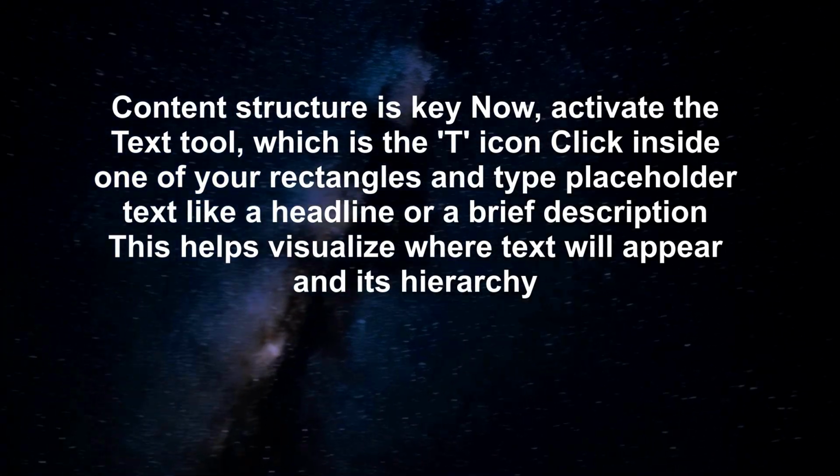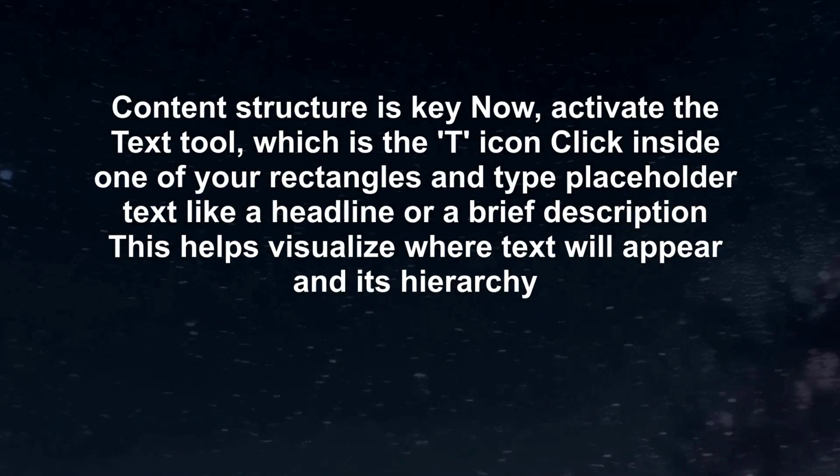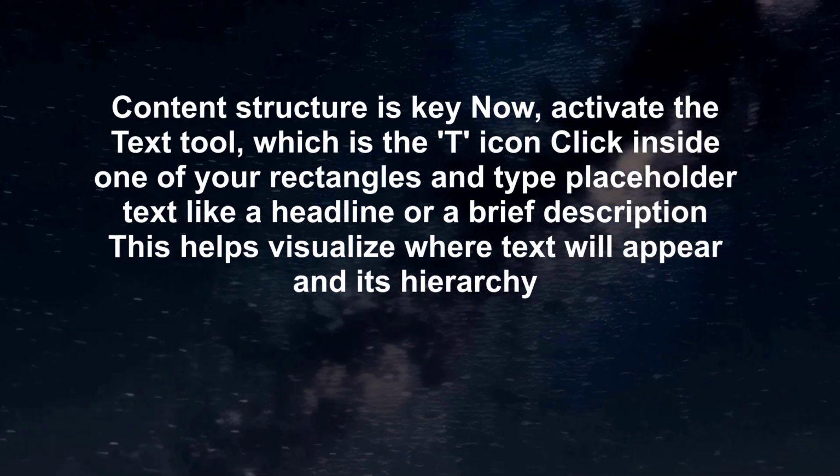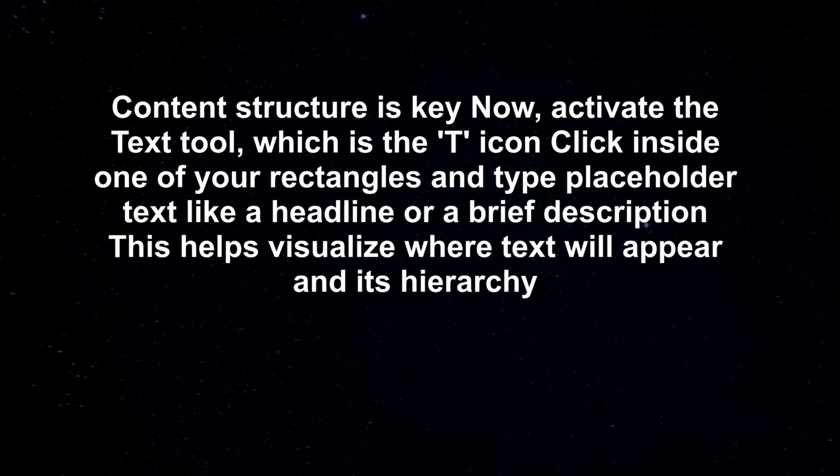Now, activate the text tool, which is the T icon. Click inside one of your rectangles and type placeholder text like a headline or a brief description. This helps visualize where text will appear and its hierarchy.